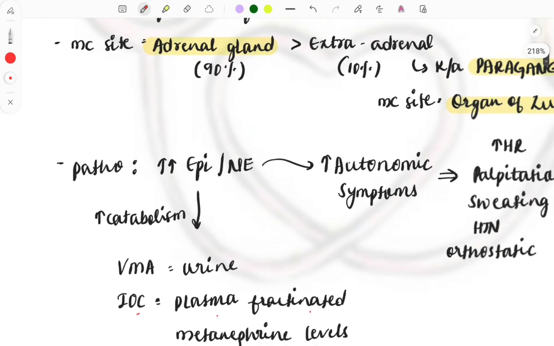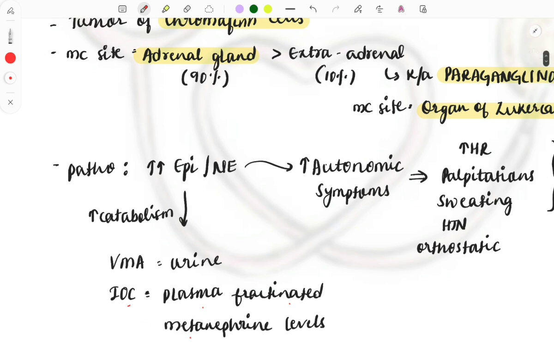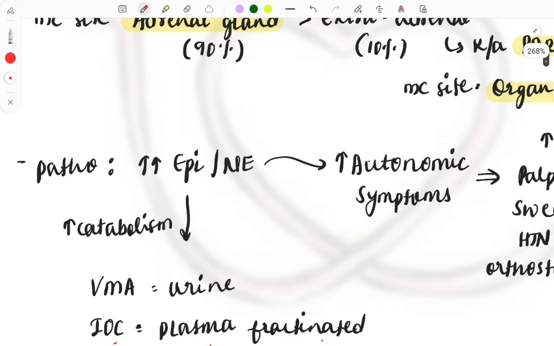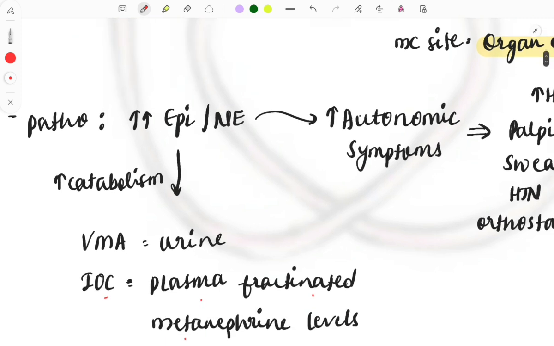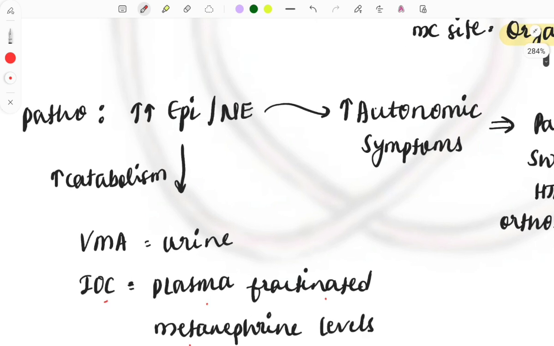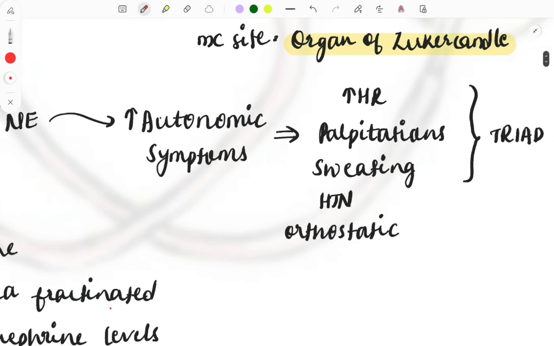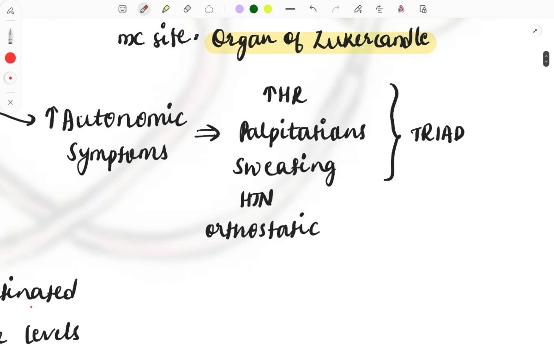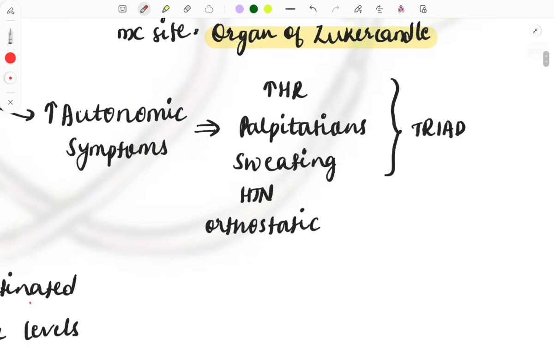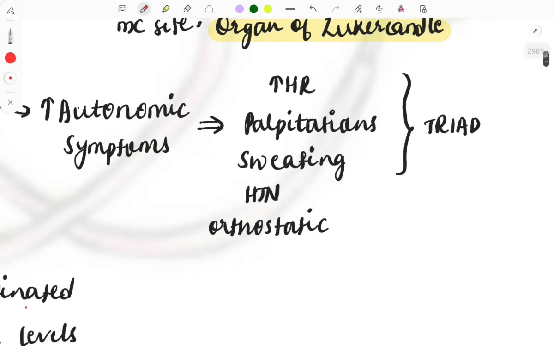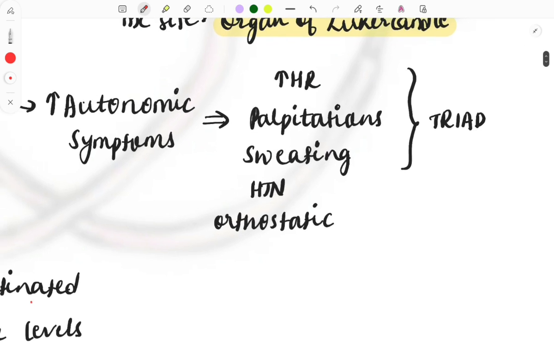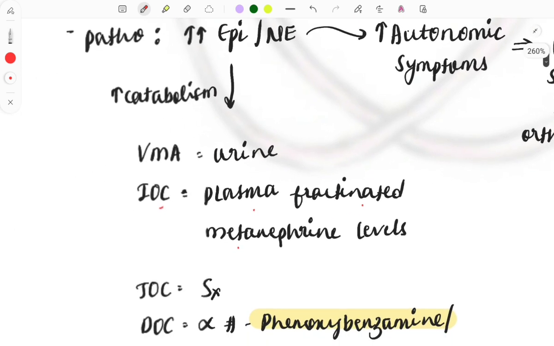Then the pathology is that there will be an increase in epinephrine and norepinephrine because it is a tumor of the adrenal medulla. So what does the medulla secrete? Epinephrine and norepinephrine. So its secretion increases and it will cause an increase in autonomic symptoms. What autonomic symptoms do we see? Hypertension, sweating, palpitation and tachycardia. So heart rate increase, palpitation, sweating, hypertension, orthostatic hypertension. This is the triad of pheochromocytoma, and their catabolism also increases.